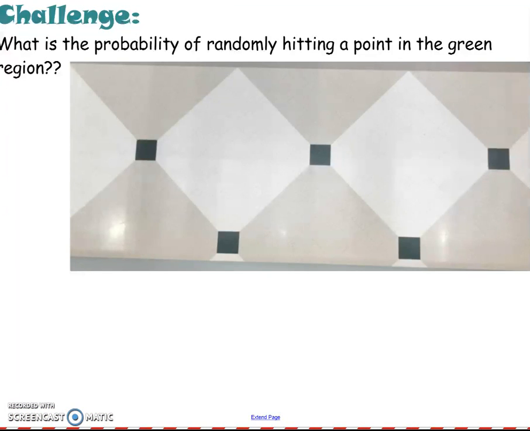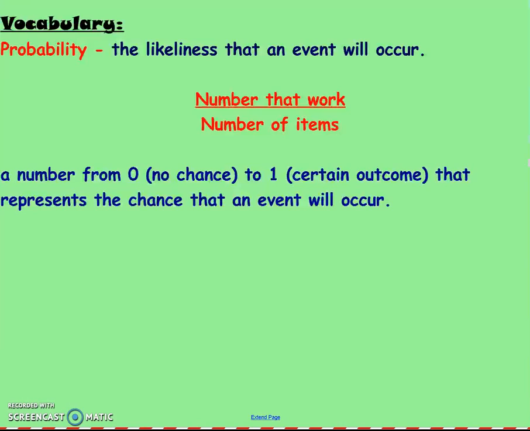So if we're looking at probabilities, we're going to take this and put it into a geometric setting. So the probability of randomly hitting a green point or a point in the green region, we would need to know what the area of the green region is compared to the total area.